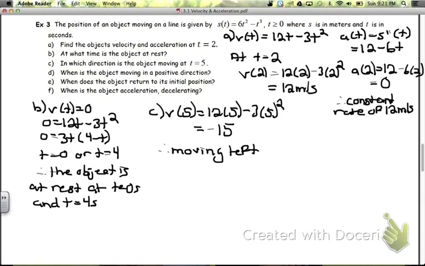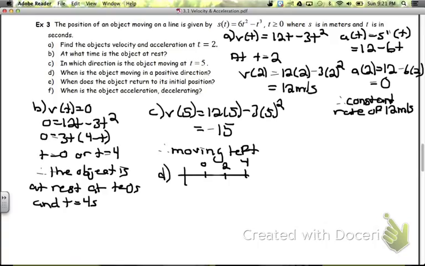So now in part D, when is the object moving in a positive direction? When we're looking at the object moving in a positive direction, we're going to look at the velocity. And we're going to look at the velocity between certain values. So we're going to look at it between its rest points, so 0 and 4, and we're also going to look at it when our time is equal to 2 seconds, because we have a constant rate there.